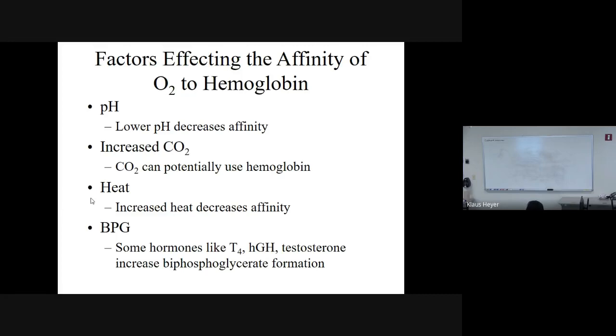And then this thing called biphosphoglycerate, BPG, and some hormones, and I'm giving you some examples here: testosterone, human growth hormone, thyroxin. They increase the amount of BPG, because in those cases you want oxygen to break away from the hemoglobin because it needs to go to tissues, because you're trying to grow those tissues. But anyway, these are all factors. All four of these factors, when you increase, no, so the top one's not true. Decrease pH, decrease affinity. Increase CO2, decrease affinity. All of these are decreased affinities. More BPG, more heat, decreased affinity.